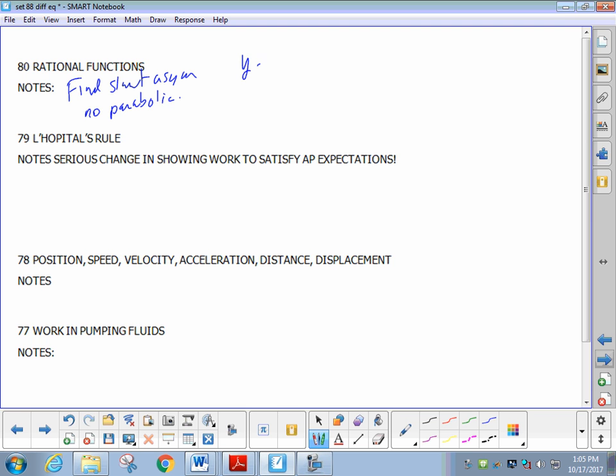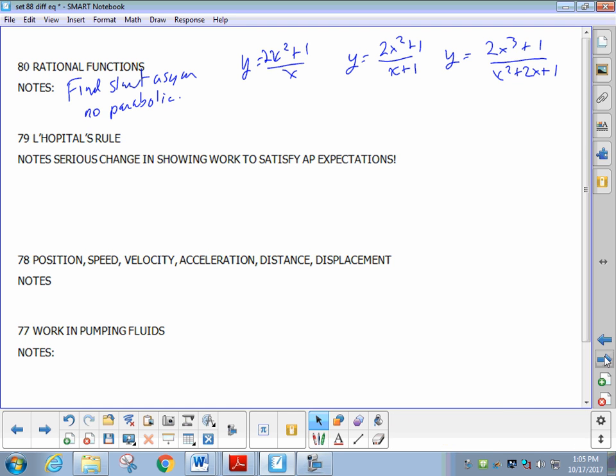It might look one of three ways. This, or that. If I asked you to find the slant here, how could you? What's the easiest way? Just split it, yeah.